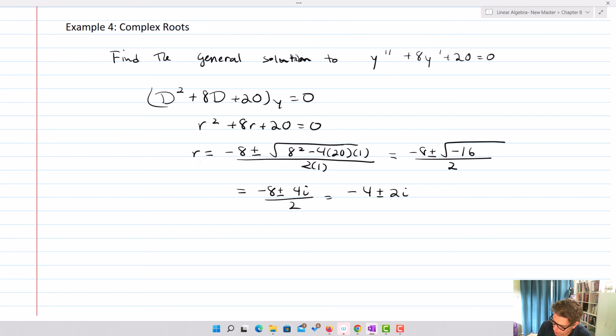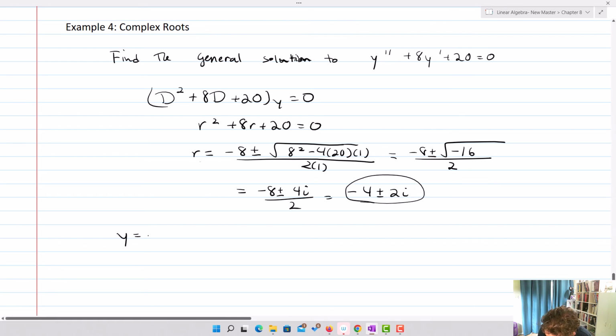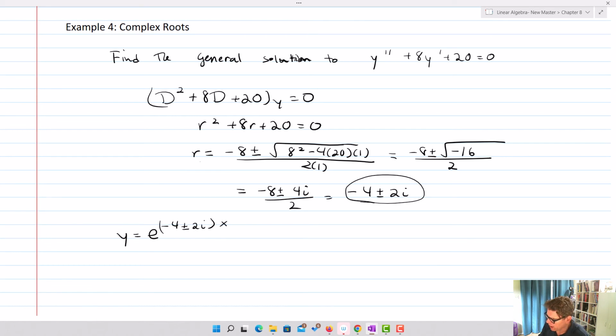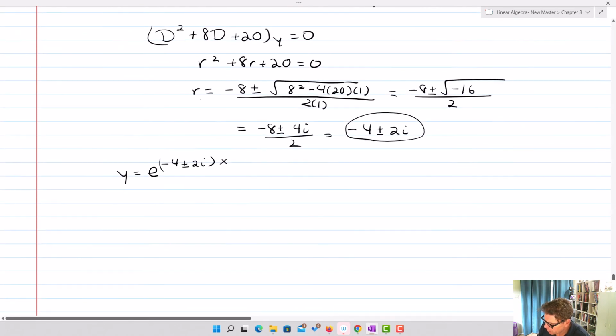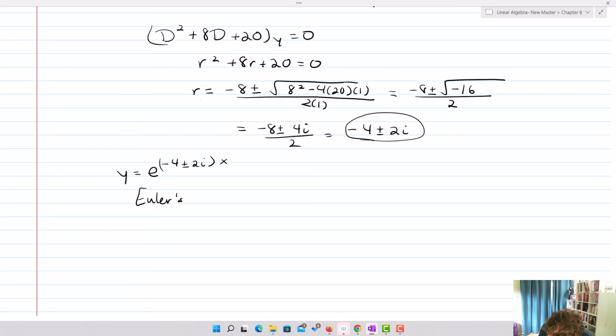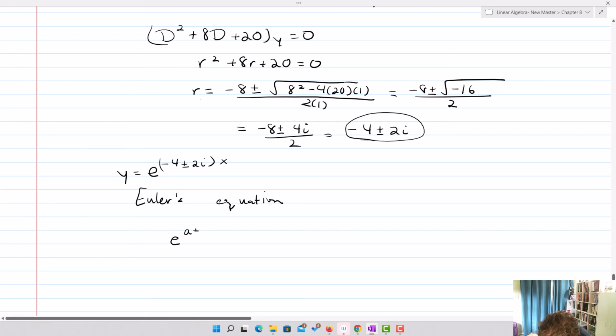So now we've got this solution. If I wrote it as y equals e to the negative 4 plus or minus 2i x, that's the form of our solutions normally. Well, we're going to need to modify that, because it doesn't really help us out a ton. I mean, it does and it doesn't. What we're going to use is something called Euler's equation, and it looks like this. We're going to get that e to the a plus bi.